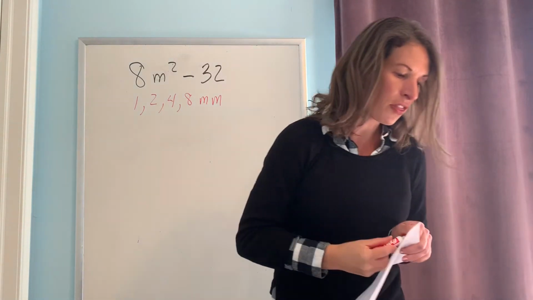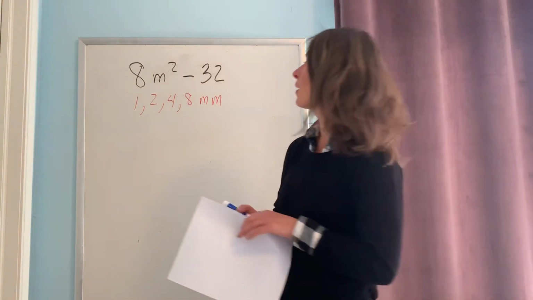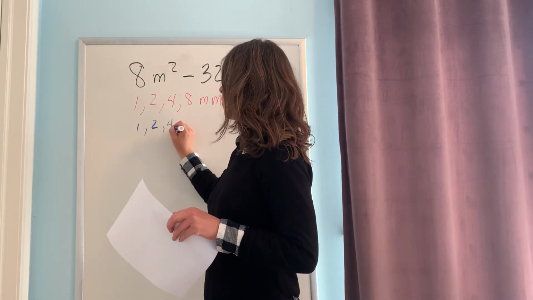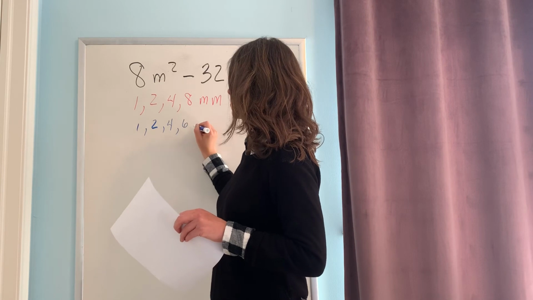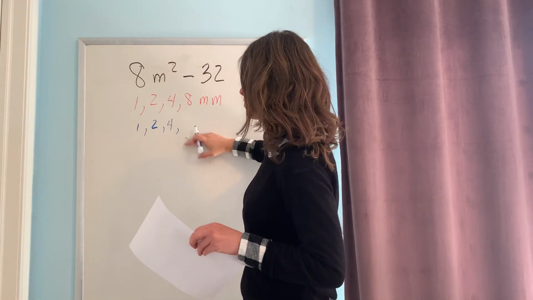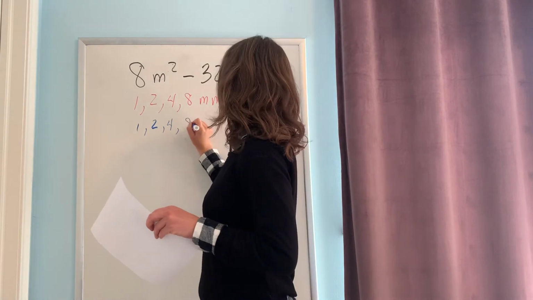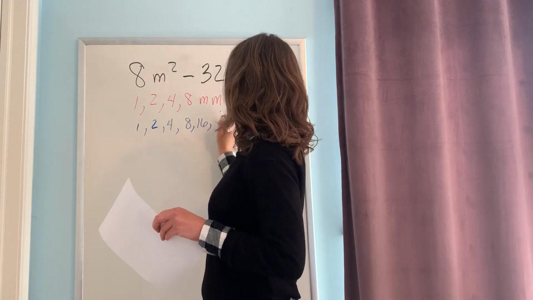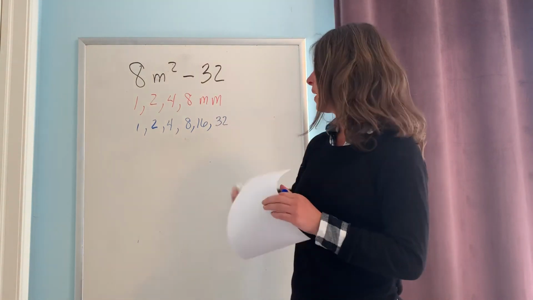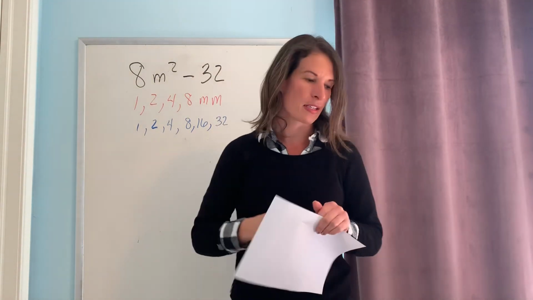My factors of 32 are going to be 1, 2, 4, 6. Right, no, not 6. 2, 4, 8, 16, and 32. And I do not have any variables to write down.